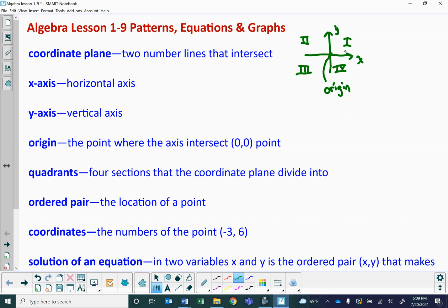An ordered pair is a location of a point. Sometimes an ordered pair can be written as (2, 3). You always put a comma between your x-coordinate and your y-coordinate. The coordinates are the numbers of that point. The ordered pair is the location, and the coordinates are the numbers that give you the location.